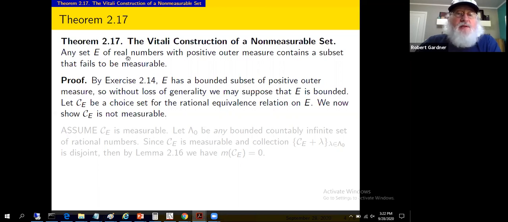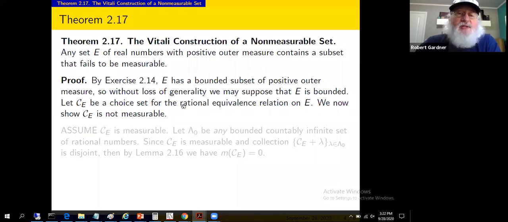So let's see, E is a set of real numbers with positive outer measure. That's the only hypothesis. Exercise 2.14 says if E is a set of positive outer measure, then it has a bounded subset of positive outer measure. It's an exercise I usually assign as homework, so it plays a role. So without loss of generality, we may as well assume E is bounded. Otherwise, we'll take a bounded subset of the set E and take it from there. We'll still get subsets that are not measurable. So assume E is bounded without loss of generality.